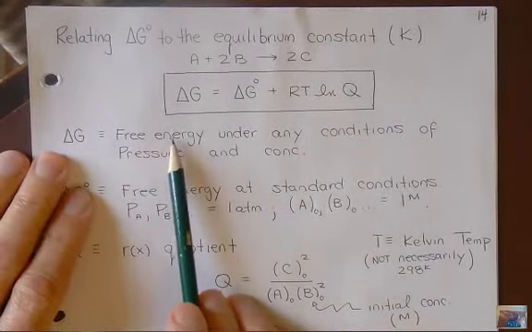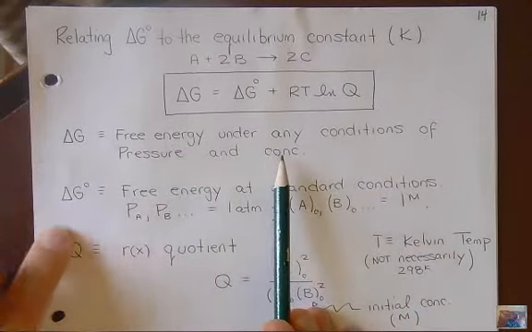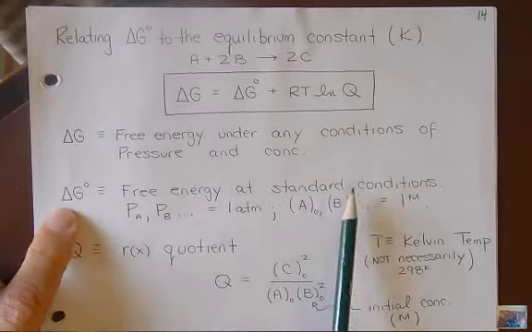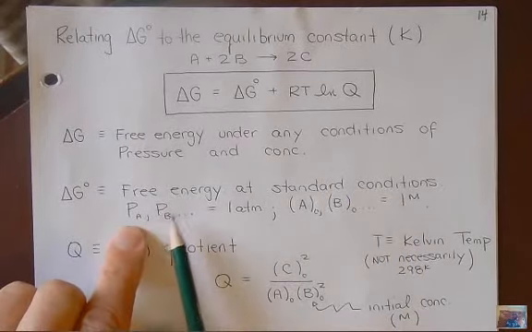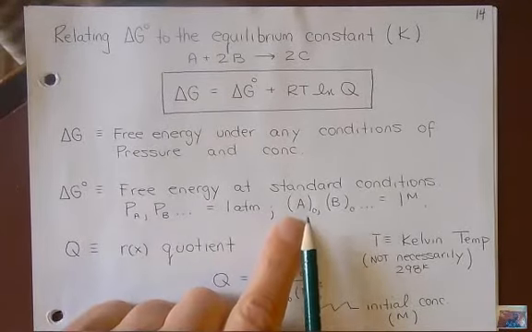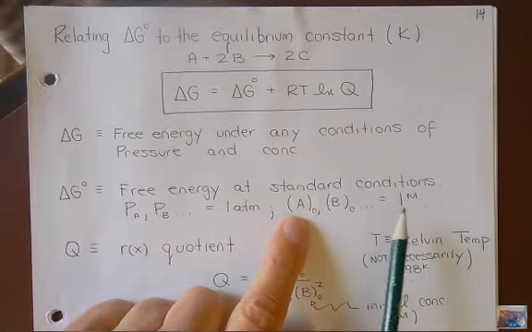Delta G here stands for the free energy under any conditions of pressure and concentration. Delta G0 stands for the free energy at standard conditions. So that means that all the partial pressures of different substances are at 1 atmosphere, and all the initial concentrations that you start the reaction at are 1 molar.